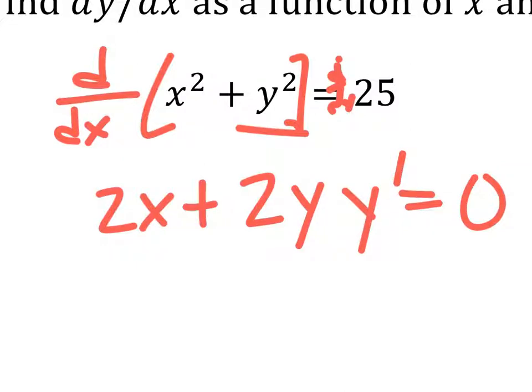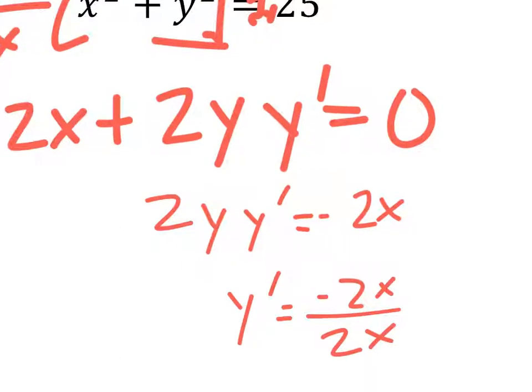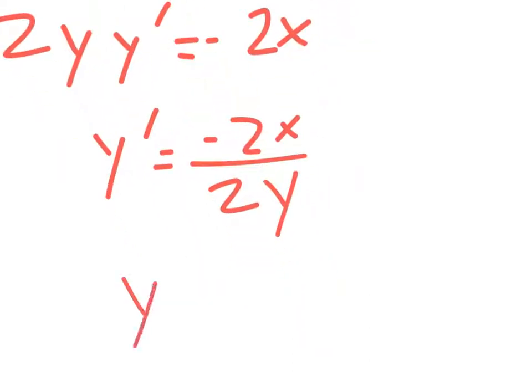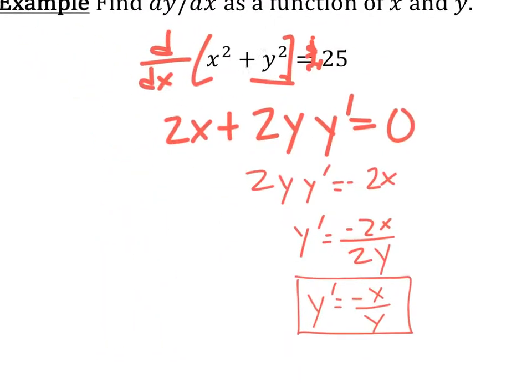So let's solve this for y prime. Subtract 2x from both sides, and then divide. We get y prime equals negative 2x over 2y. And we can simplify that, and we end up with y prime equals negative x over y. There's our implicit derivative.